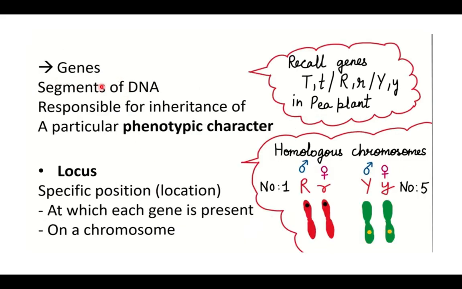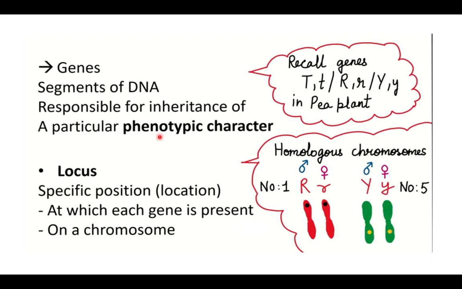And already I told you, genes are the segments of DNA found in the chromosome, and this DNA is responsible for the inheritance of a particular phenotype character. So the DNA is responsible for the characteristic, and also the phenotypic characteristic. Already I told you, phenotype means what? Something which is visible. For example, hair color or height or eye color.